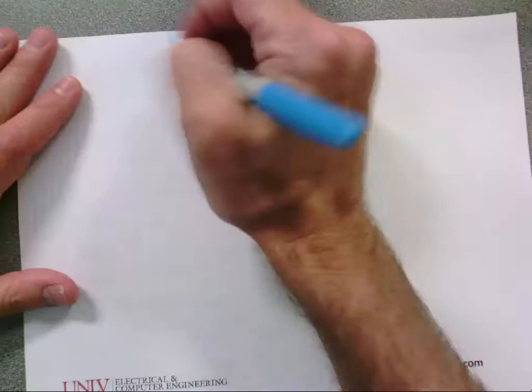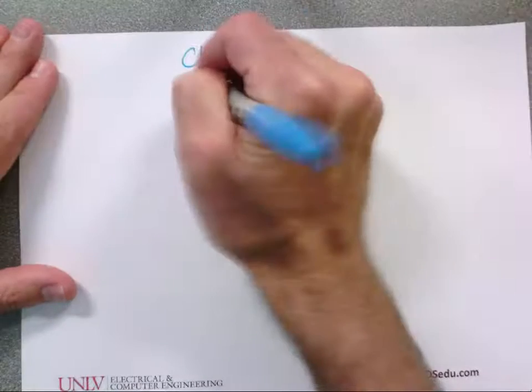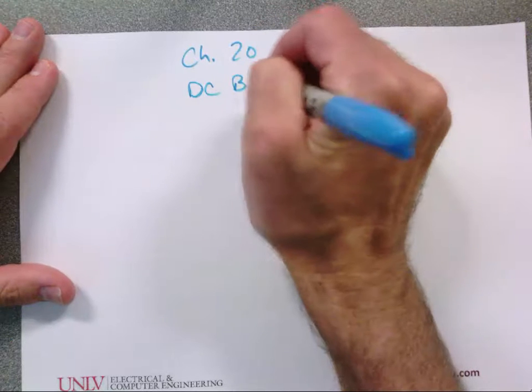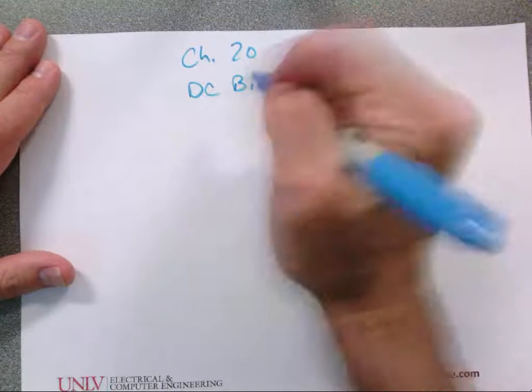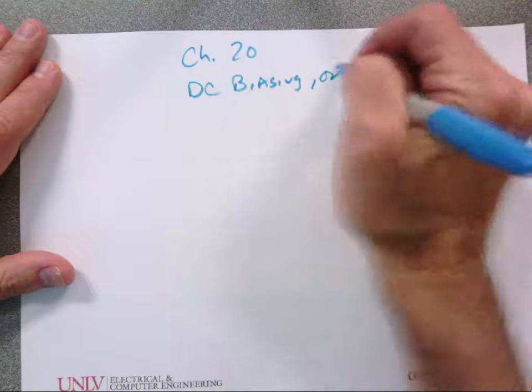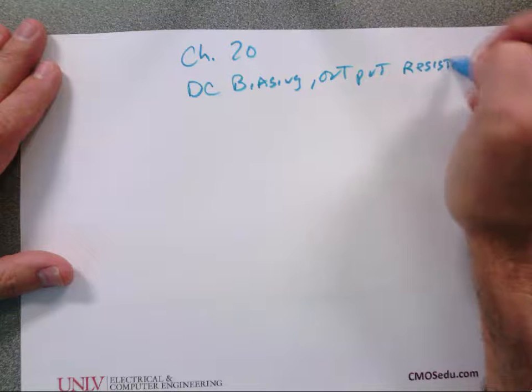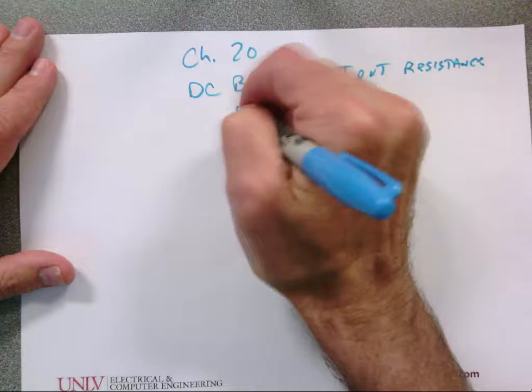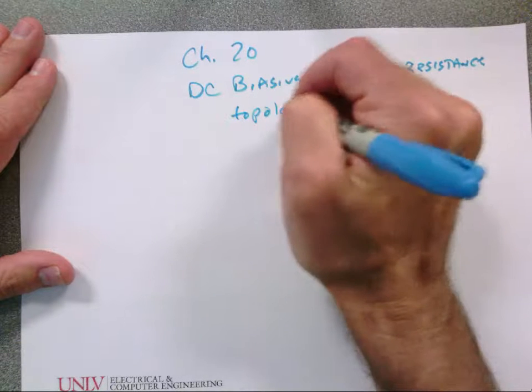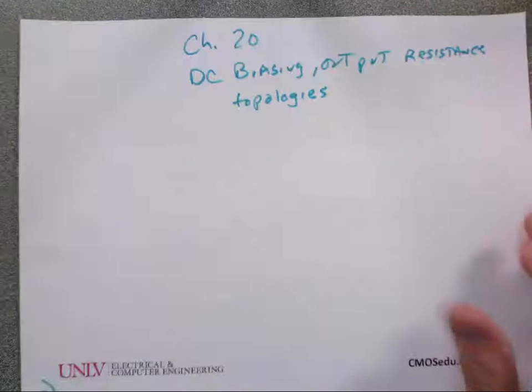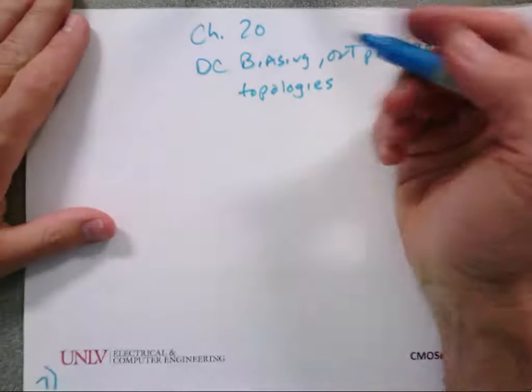So let's move into chapter 20. One big thing that you need to know in chapter 20, the two biggest things are the DC biasing and output resistance in topologies, for three things. So let me give you a circuit.